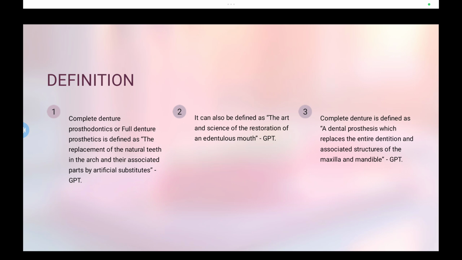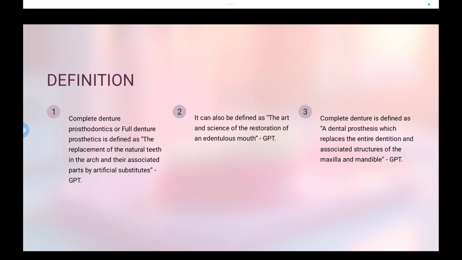Definition: complete denture prosthodontics or full denture prosthetics is defined as the replacement of the natural teeth in the arch and their associated parts by artificial substitutes. It can also be defined as the art and science of the restoration of an edentulous mouth. Next, complete denture is defined as a dental prosthesis which replaces the entire dentition and the associated structures of the maxilla and mandible.